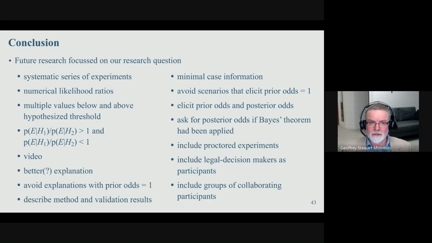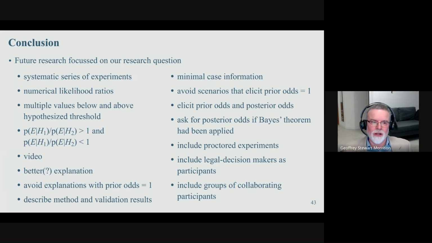I think we need to present numerical likelihood ratios. I think we need to present multiple values both below and above the hypothesized threshold that we mentioned before with respect to sensitivity. I think we need to include likelihood ratios that are greater than 1 and less than 1, i.e. probability of evidence is greater if the same source hypothesis is true than if the different source hypothesis is true, and probability of evidence is greater if the different source hypothesis is true than if the same source hypothesis is true. I think if we're interested in common law, we need to do video presentations. Better explanations? Because that's the $64,000 question. But I was really encouraged by some of the presentations yesterday with ideas about how to present things better.